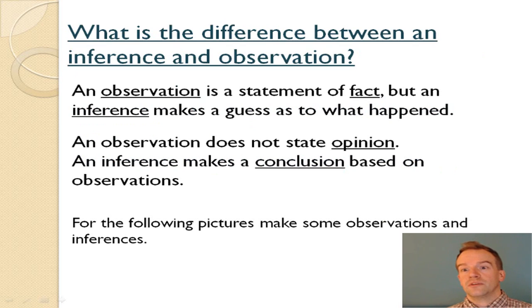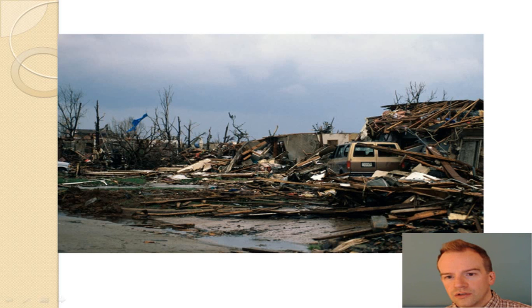Well, an observation is a statement of fact, but an inference makes a guess as to what happened. So an observation does not state an opinion. It is something that's actually seen. And an inference, however, makes a conclusion based on observations. Let's look at some examples.